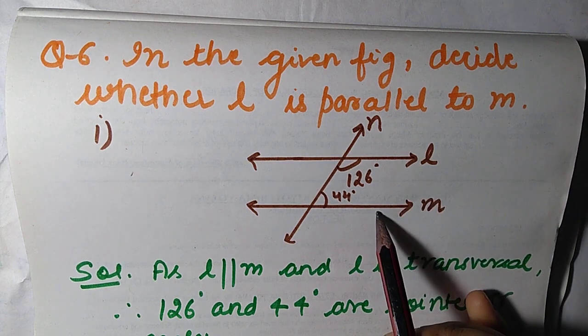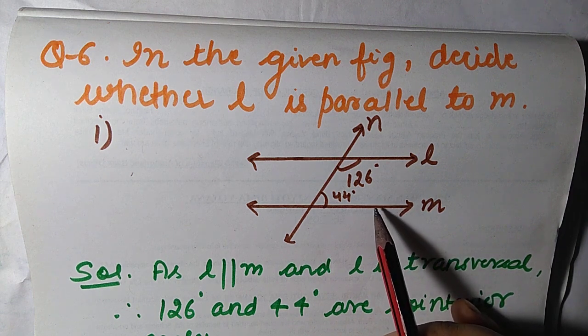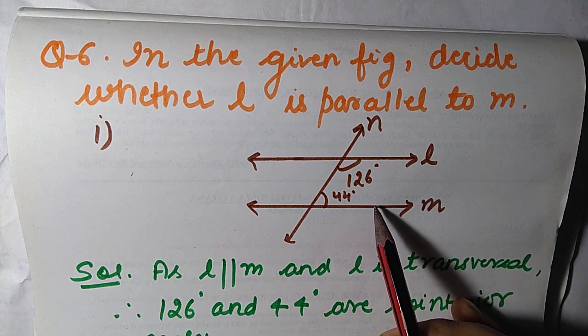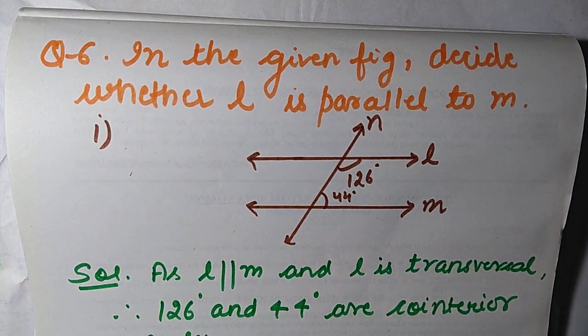Either we can prove that alternate angles are equal, or we can prove that one of the pairs of corresponding angles is equal, or we can prove that alternate exterior angles are equal, or that the sum of co-interior angles is 180 degrees. You have to prove one condition among these 4 conditions for proving the lines to be parallel. Again I am explaining: for proving lines to be parallel, you have to prove one of the following conditions.